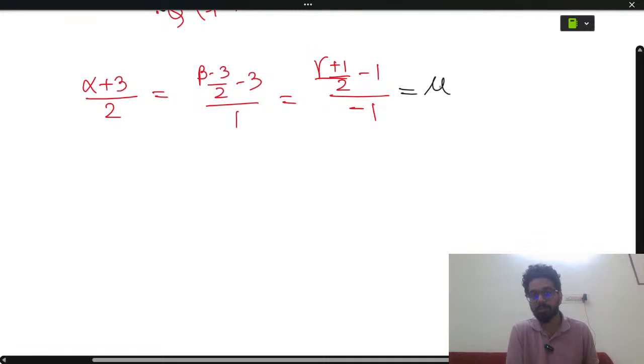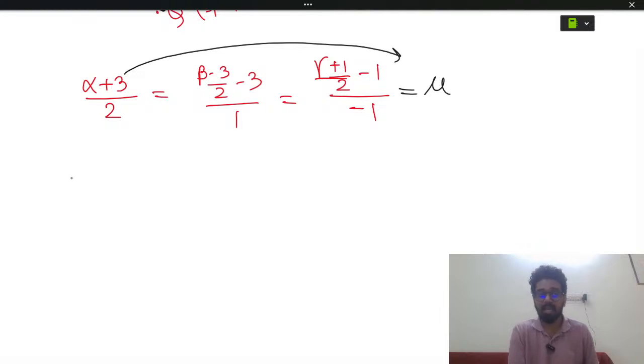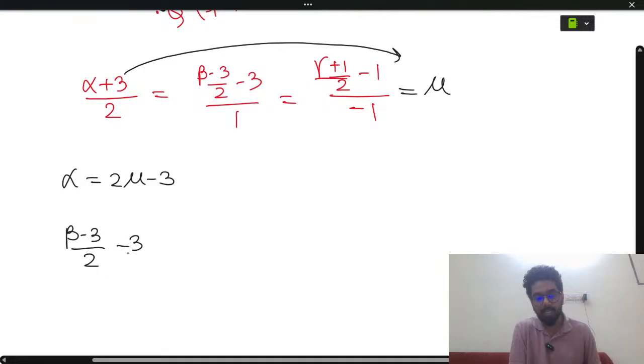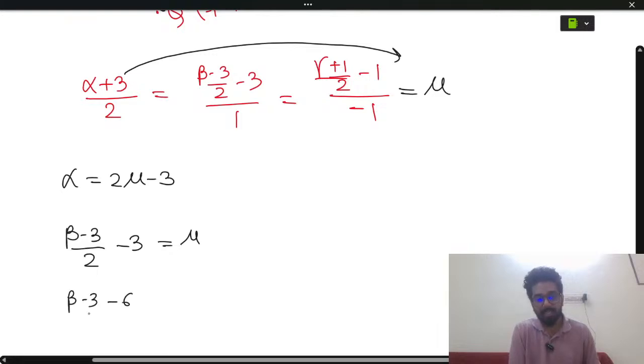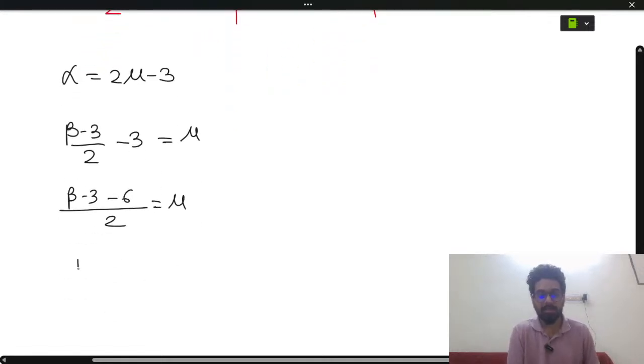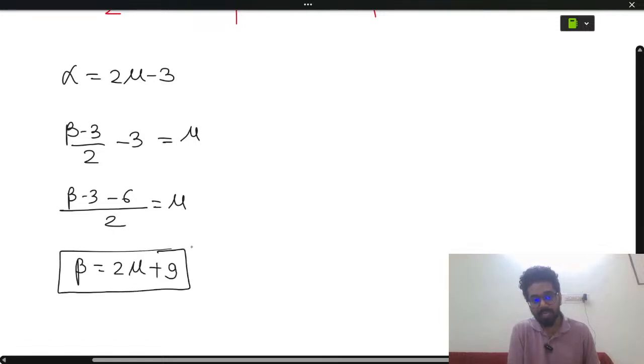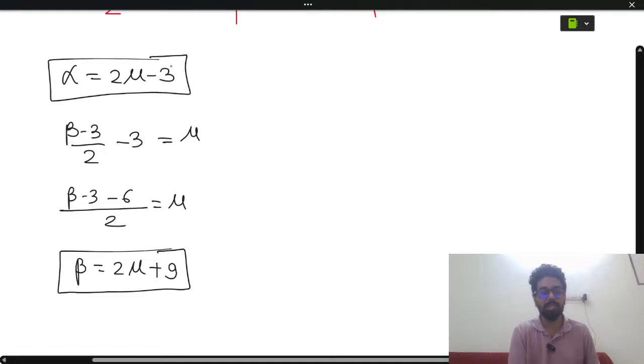So, if this is equal to mu, from here, if I compare, exactly the same process we had in the last case, alpha is equal to 2 mu minus 3. Now, this part I will solve. Beta minus 3 by 2 minus 3 by 1 is mu. So, I will solve this. I will have beta minus 3 minus 6 by 2 is equal to mu. When I solve this, I will have beta is equal to 2 mu plus 9. So, we have got alpha in terms of mu, and we have got beta in terms of mu.